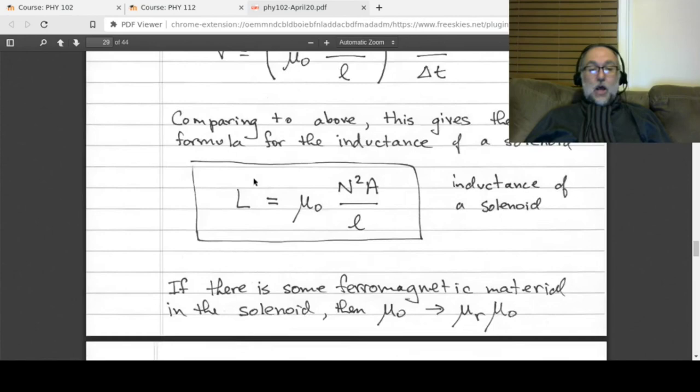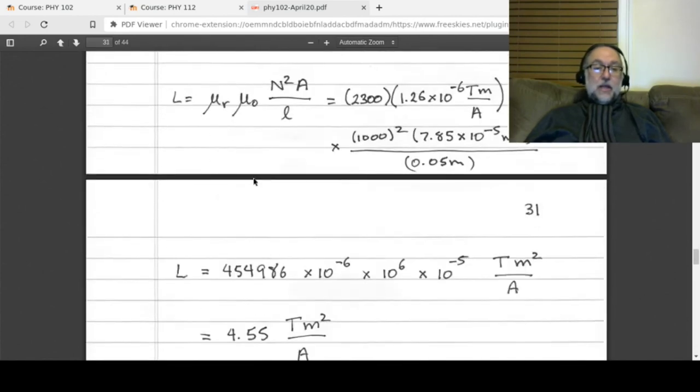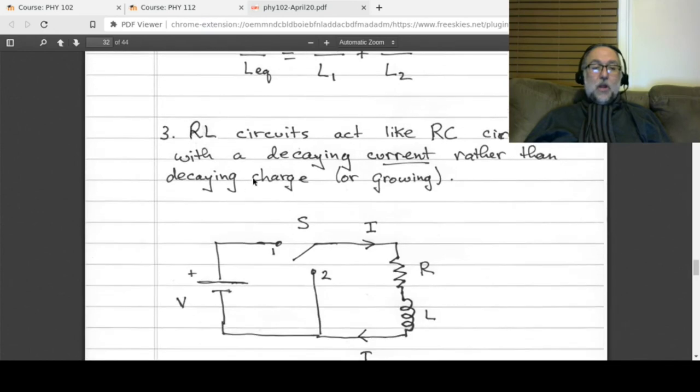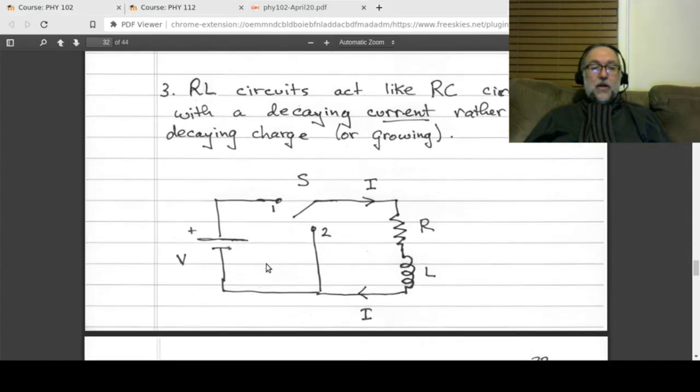But in reality, there's always a little bit of resistance in the wire, and so what happens when you have an RL circuit? And what's an RL circuit? Well, here it is. This looks a lot like the RC circuit, only instead of a C there, I have an L there. You'll notice that the switch can be in one of two positions. If I put the switch in position number one, the battery is going to start a current going. Never mind this little leg here.